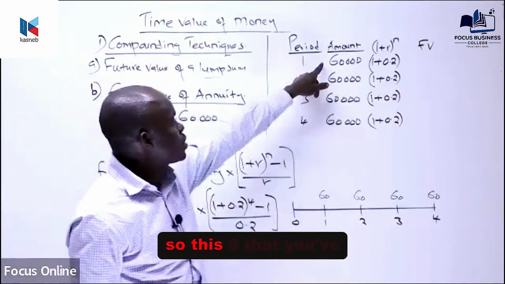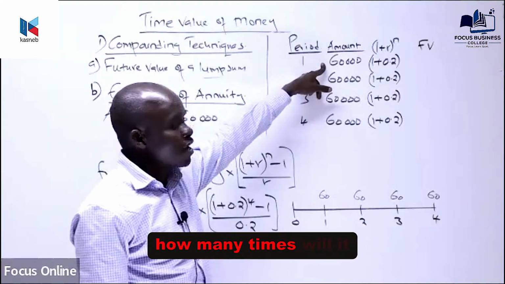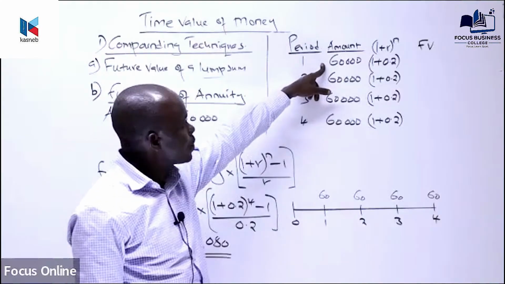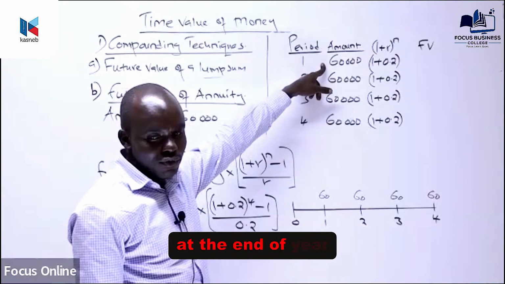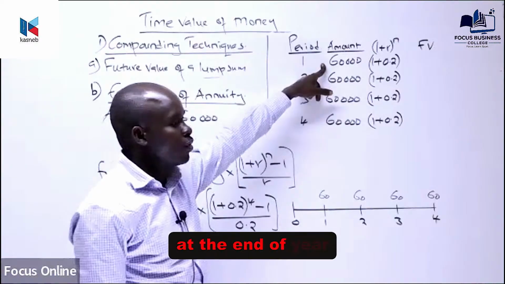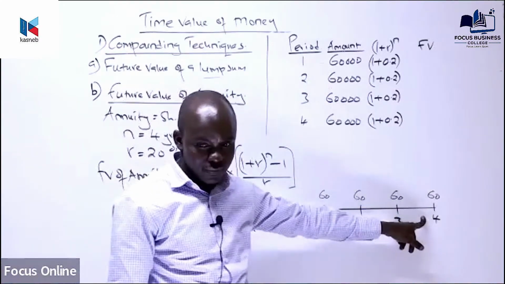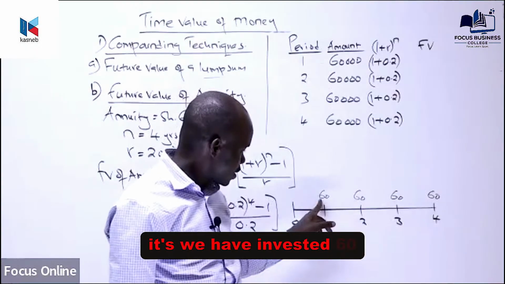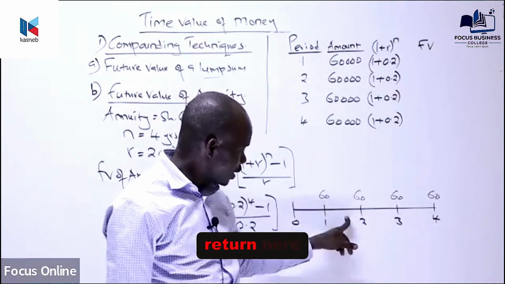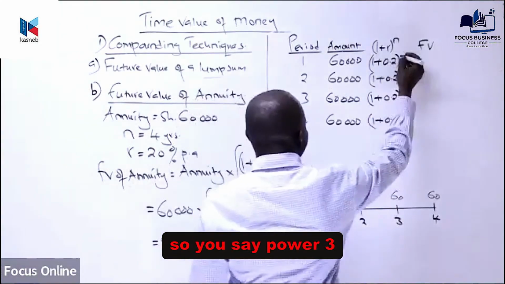So this 60 that you've invested at the end of year 1, how many times will it earn interest? The 60 that you invested at the end of year 1, how many times will it have earned interest at the end of year 4? It is here, 1, 2, 3. It will earn a return here, a return here, and a return here. So you say power 3.